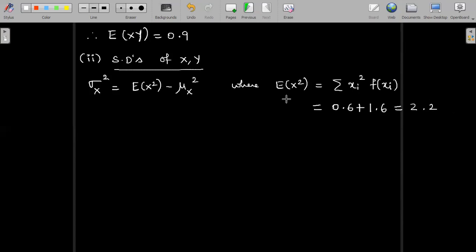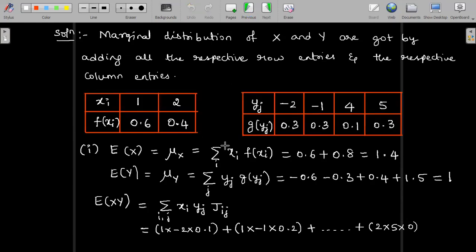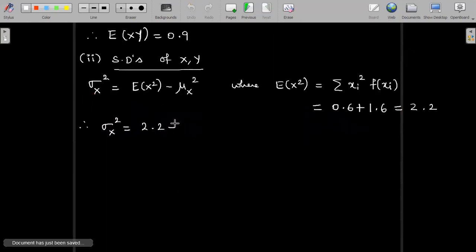And this value of the expectation of x square we need to substitute here to find sigma x square. So this is 2.2 minus mu x square. Mu x is the same as saying E of x. The alternate notations we should also be familiar with. So E of x, or expectation of x, is the same as saying Ex, mu x, and this is mu y. We will be in need of both of these as well. So mu x is 1.4. We substitute here: minus 1.4 the whole square.